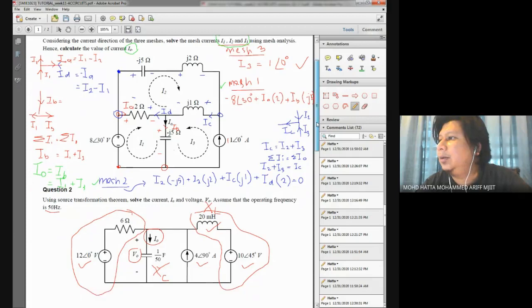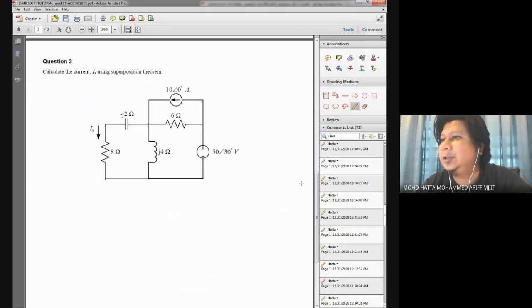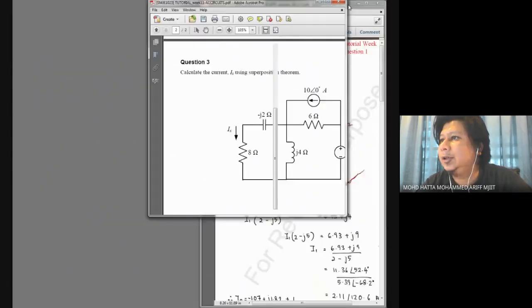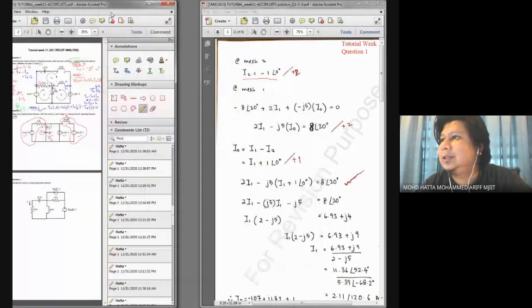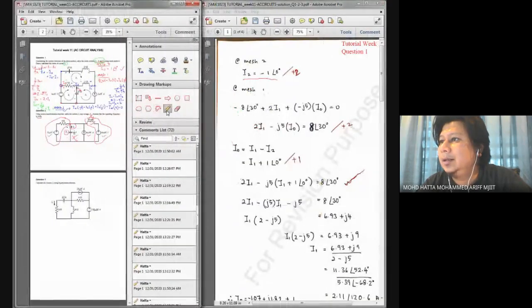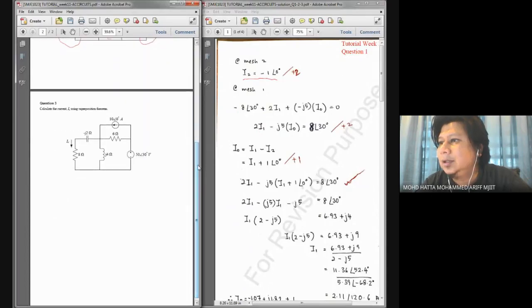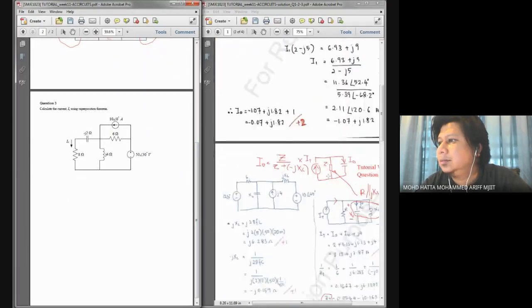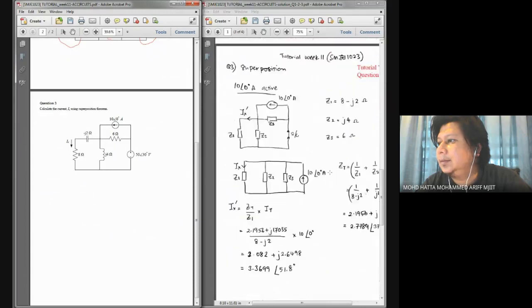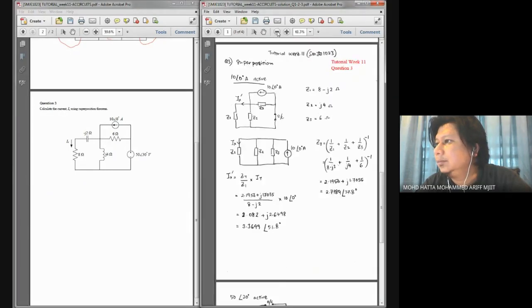All right, now we proceed to the last question. It's question number 3, asking about Ix using superposition theorem. Let's see, maybe I think this one should be no problem. Right, where is the answer? Okay, here. Can you see both files? Yeah.